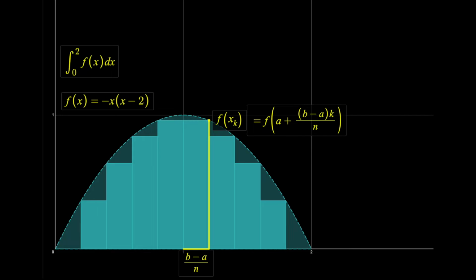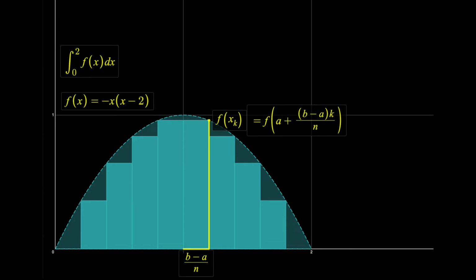Let's say k is equal to 0. Well, then we start at f of a, which is going to be the beginning of our interval. So that's logical, right? Now let's say k is equal to n, so that's going to be the end of our interval. Well, that's going to be a plus (b minus a) times n over n, which is going to be b. So then we're going to get f of b.